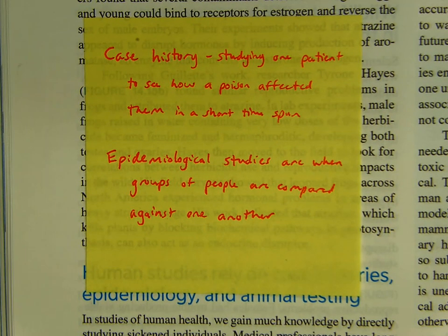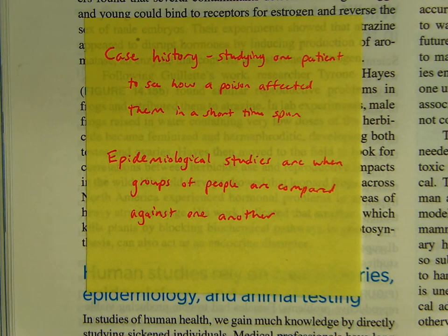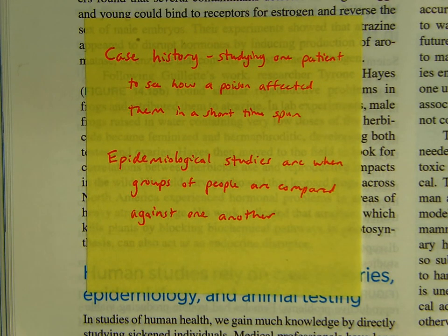They also do what's called epidemiological studies, which is when groups of people are compared against one another. That's one of the things they do to try to infer the effects of different chemicals over a longer time span.